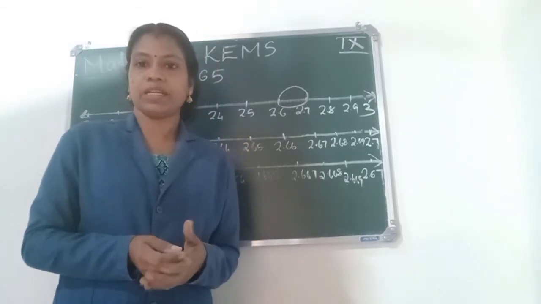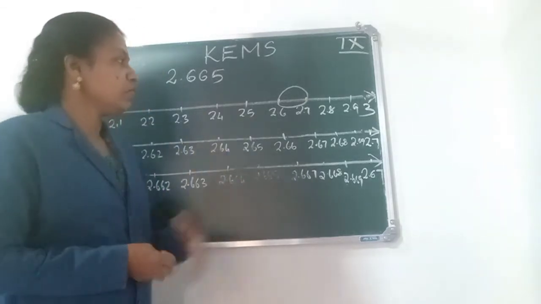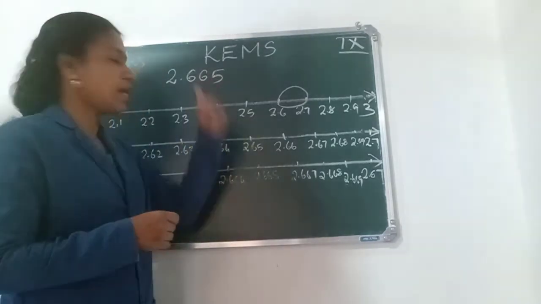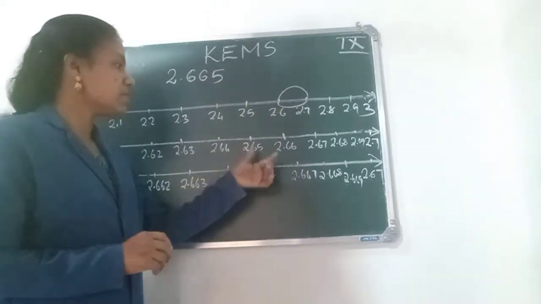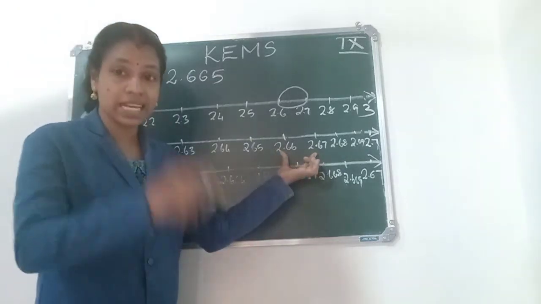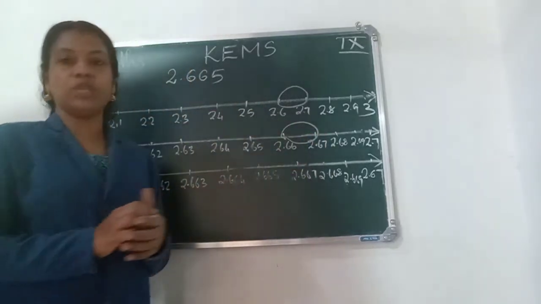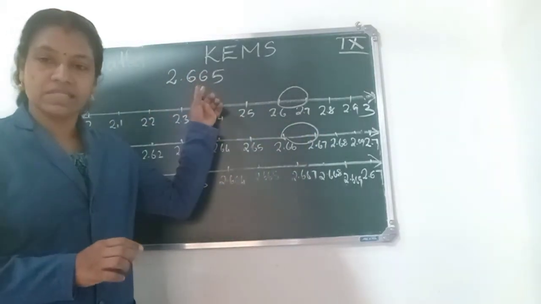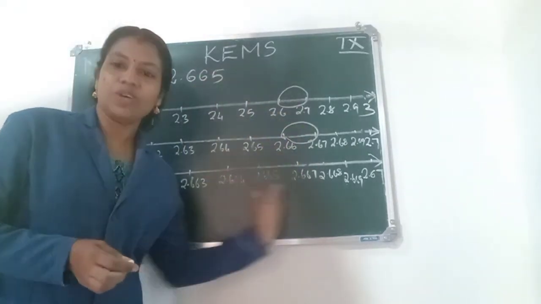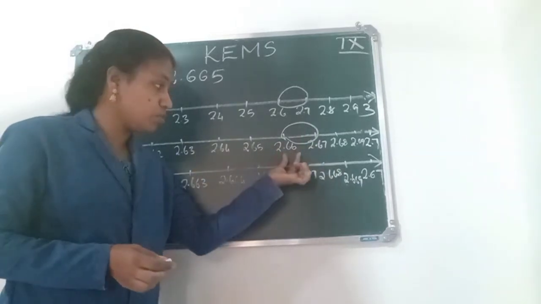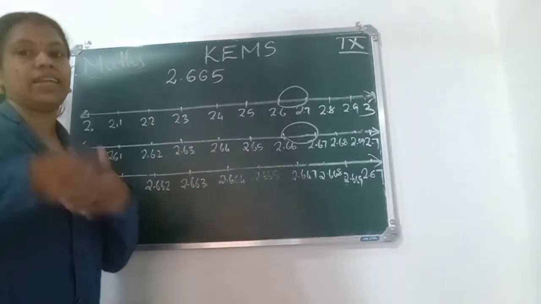Last point. Okay, clear. So look at the points. Where does this number come? 2.665 comes between 2.66 and 2.67. In between these two numbers, 2.665 comes. Clear? So again draw the number line, mark the points as 2.66 and 2.67, and divide it into 10 equal parts.